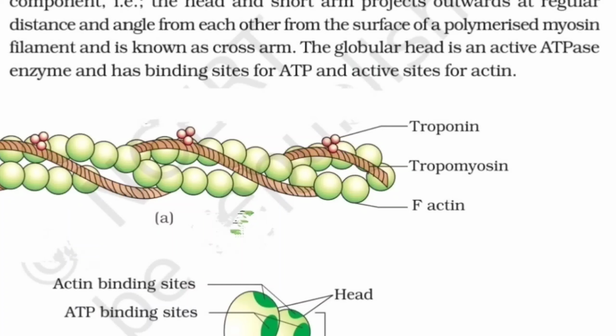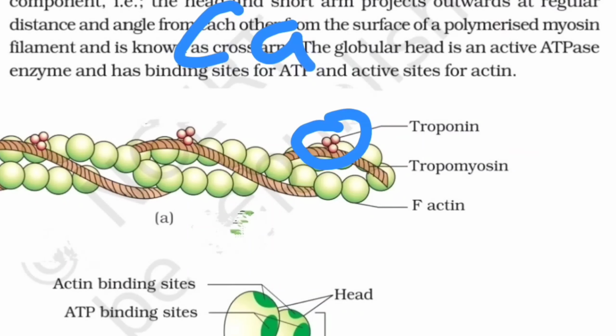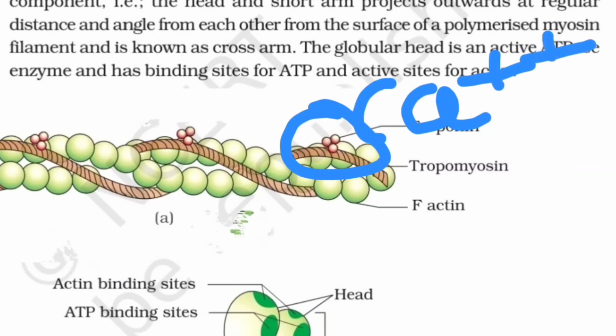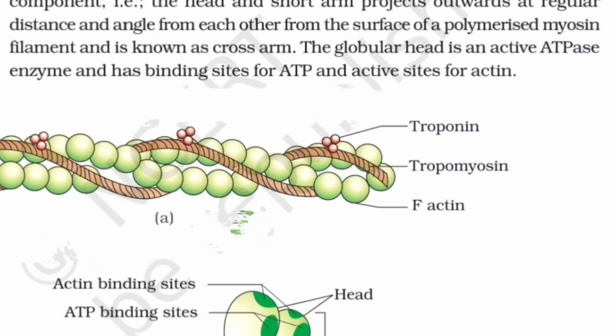Do remember that in the exact same place where the troponin is residing, the calcium will be coming from the sarcoplasmic reticulum. And what will happen then? This troponin will be released by means of calcium. Go through. Now what will happen?